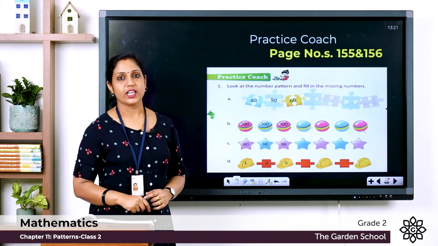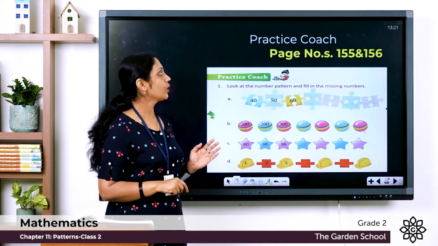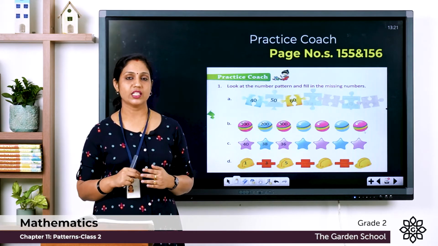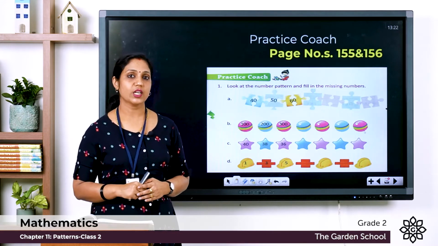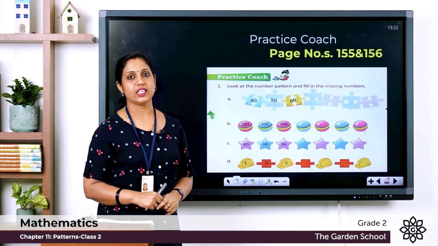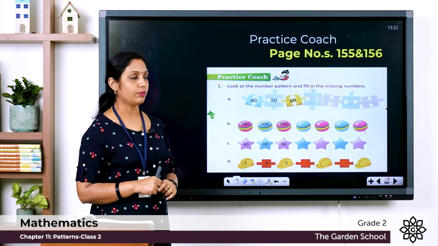Now, you can open your textbook. Page number 155 and 156. So let's do this exercise. First, let's check what it is. Look at the number pattern and fill in the missing numbers. So we have to fill the missing numbers here.